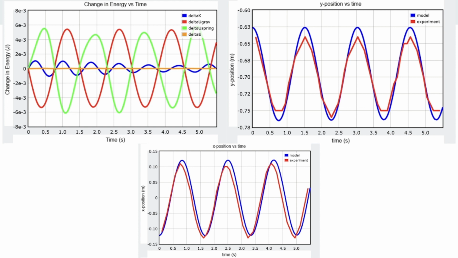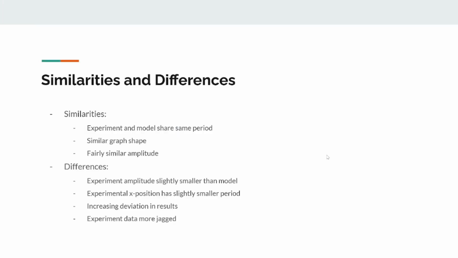You can see that the changes in energies all oscillated, except for the change in total energy, which remains zero. For y position versus time and x position versus time, you can see that they oscillated around the same rate. Simulators and differences: we saw that the experiment and model shared the same period and similar graph shapes, and they also had fairly similar amplitudes. However, the experiment amplitude was slightly smaller than the model, and the experimental x position had a slightly smaller period as well, which increased deviation results. And experiment data was also more jagged.